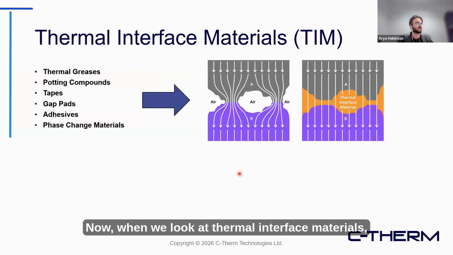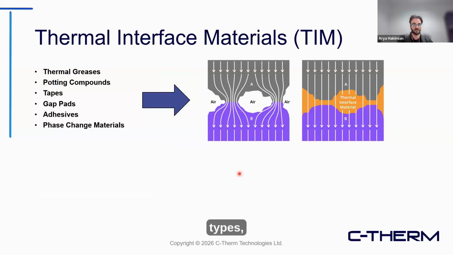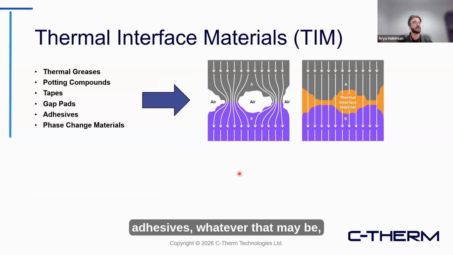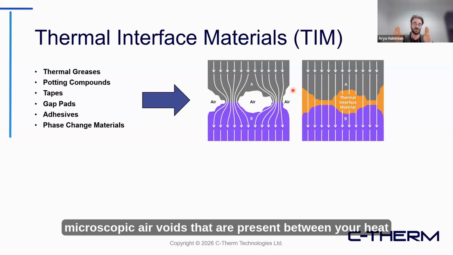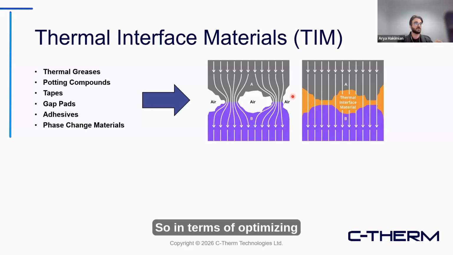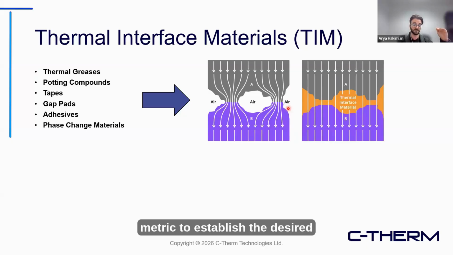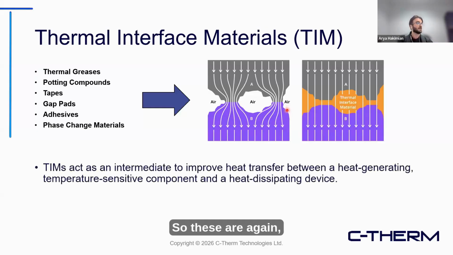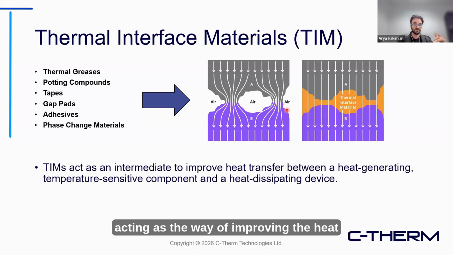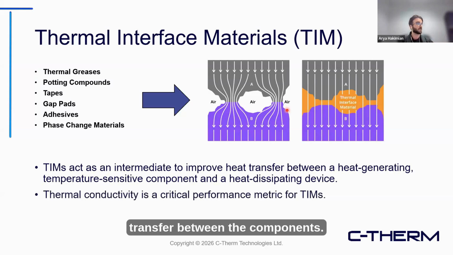Now, when we look at thermal interface materials, these can take a variety of different types, whether it's greases, pads, adhesives, whatever that may be, but they all act essentially to fill the microscopic air voids present between your heat generating component and your heat cooling device. In terms of optimizing these materials, we want to make sure they are very consistent and uniform, but also have a certain thermal conductivity performance metric to establish the desired transfer between those two. So these are acting as the way of improving the heat transfer between the components.